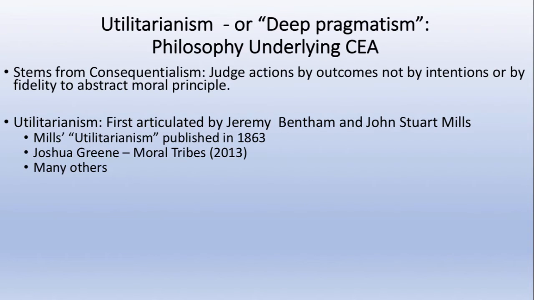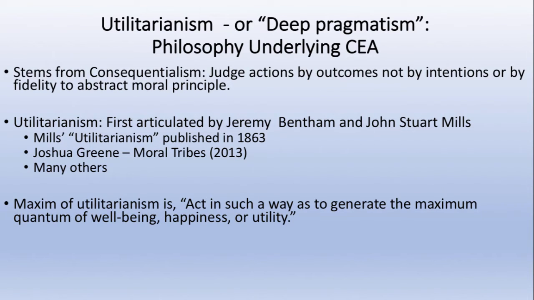Utilitarianism was first articulated by Jeremy Bentham and John Stuart Mill in the 1800s, elaborated on by others. And here's the essence of it. Here's the maxim of utilitarianism. It is, act in such a way as to generate the maximum amount of well-being, happiness, or what economists refer to as utility, as you can. That's the goal, is human well-being, human flourishing, happiness, or utility.